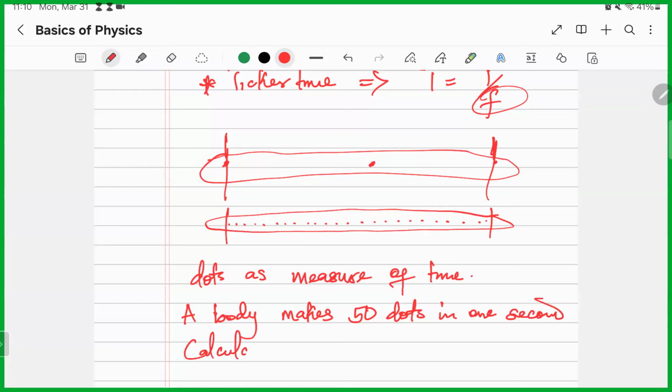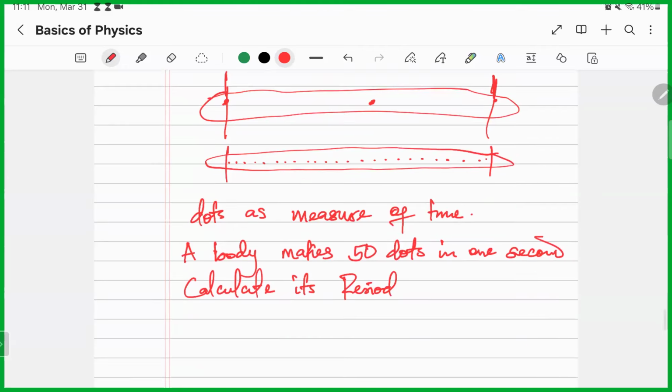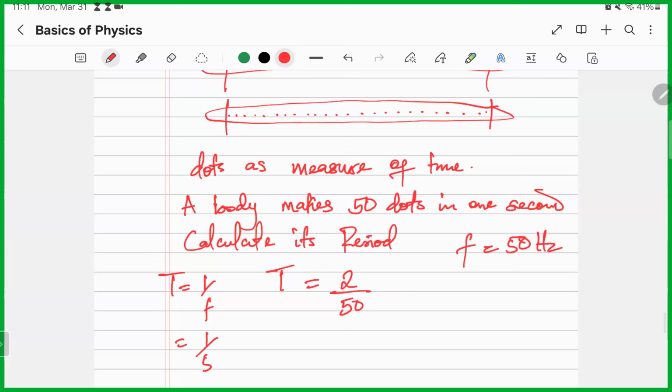Calculate its period. So what we simply do is that the period will be equal to... when you say 50 dots in 1 second, that's literally telling you that the frequency is 50. But my question is, what if it's in 2 seconds? It will now be 2 over 50. What gave us frequency as 50 is the fact that T is equal to 1 over f. And so we can easily say 1 over 50.